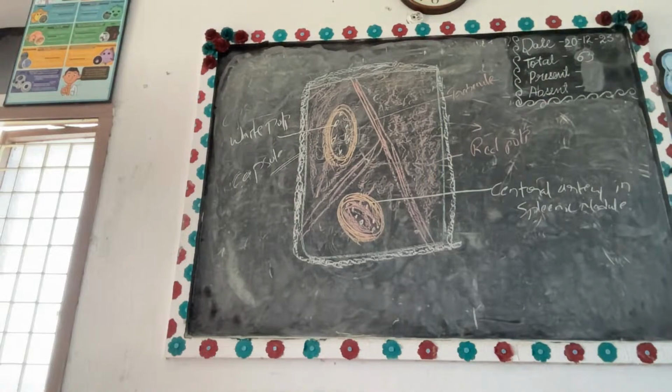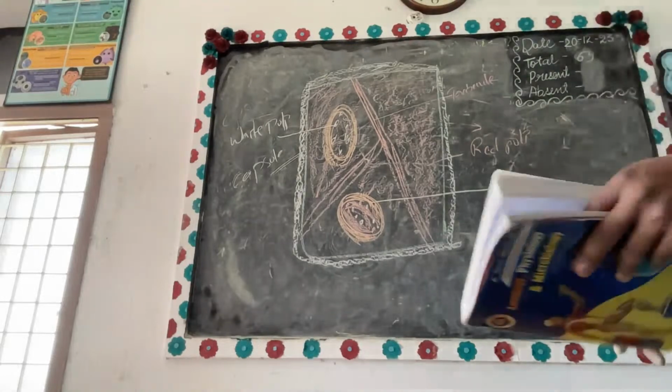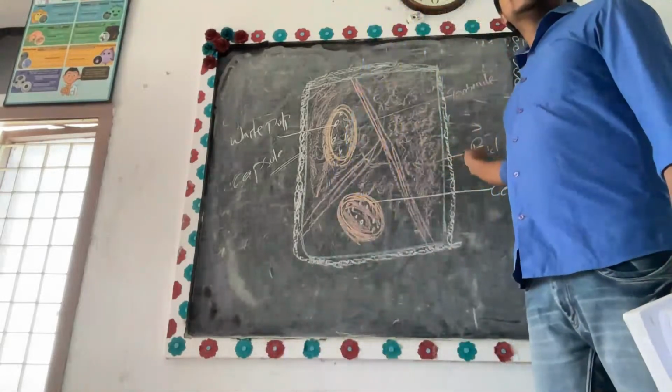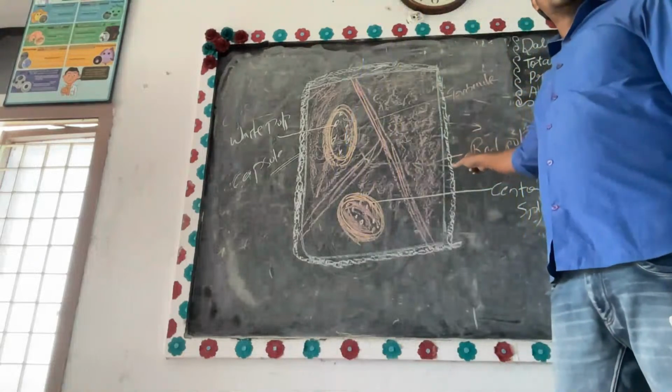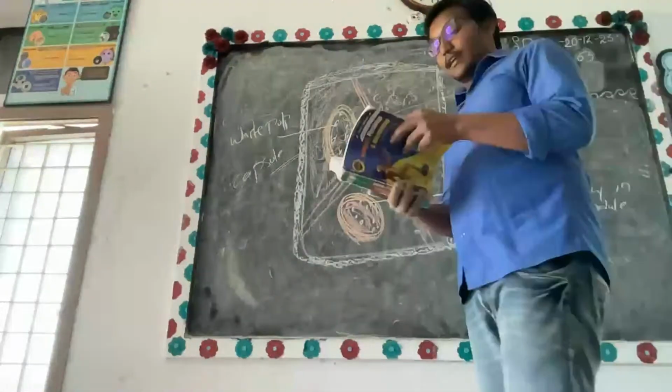No problem. Okay. Now, listen to me. Red pulp is most suffused with blood. Whatever the red pulp you are seeing, the color is because it is suffused with the blood.